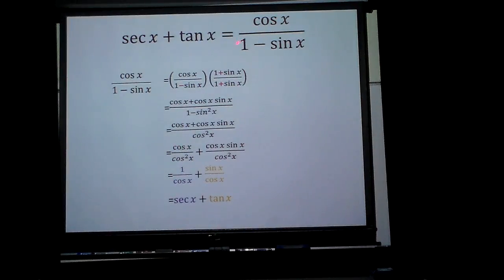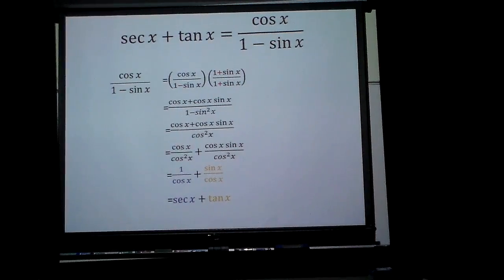Sometimes it's easier to start with the right side than the left. And if you see something like a 1 minus sine or a 1 plus sine without a square, you might need to multiply by what I call the conjugate, like FOIL, where you get rid of the middle term. And that was that a squared minus b squared type of problem.